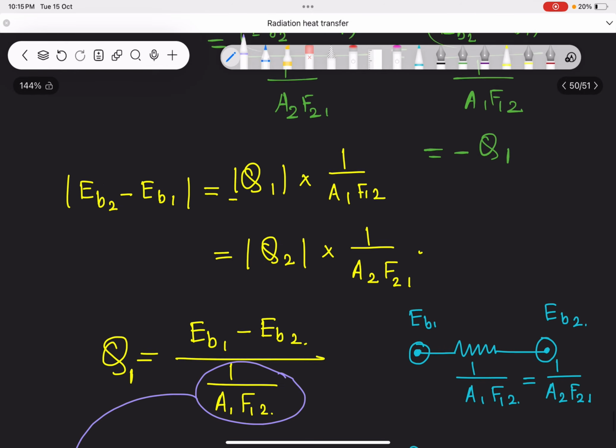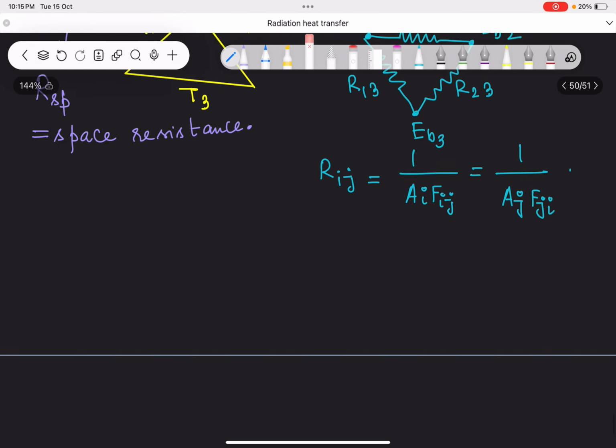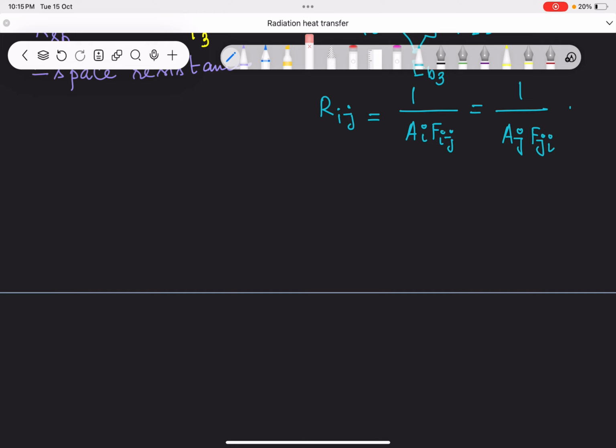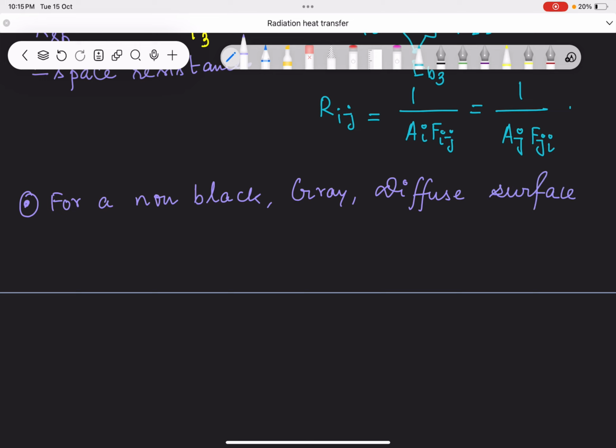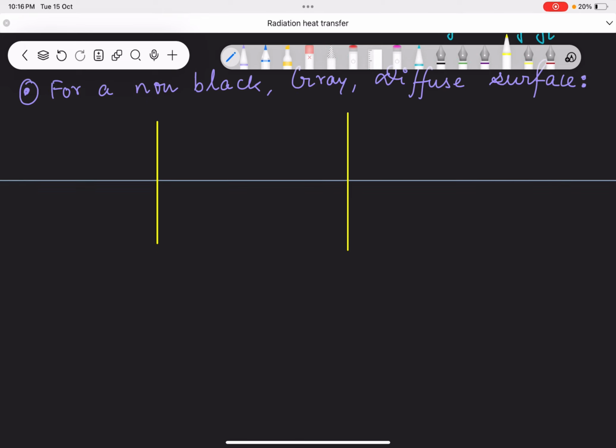So now let us directly go to the second thing, that is, a non-black surface, and also gray diffuse surface. For a non-black gray diffuse surface, what you have to build is the net heat exchange between any two surfaces. If you can build the expression for any two surfaces, or the radiation network between two surfaces, you can build it between any number of surfaces.